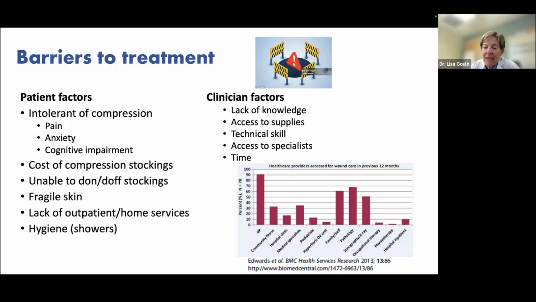And then there's clinician factors. Foy and I both know that wound care is not taught in medical school. It's not taught in nursing school. It's not taught in PA school. So it's nobody's fault. It's not taught. They don't have it.